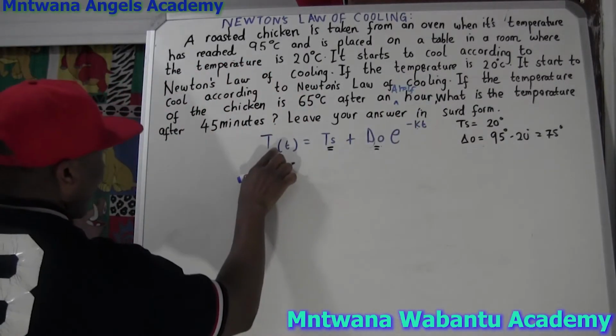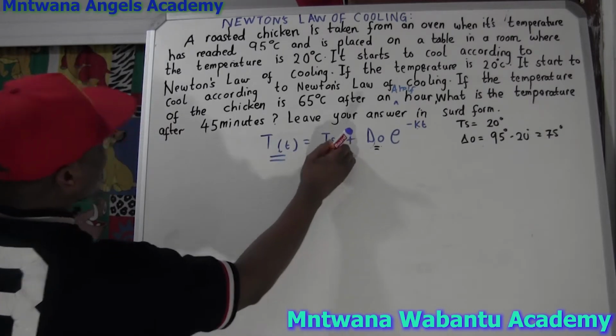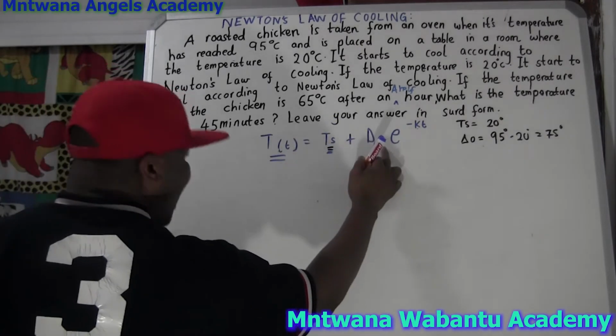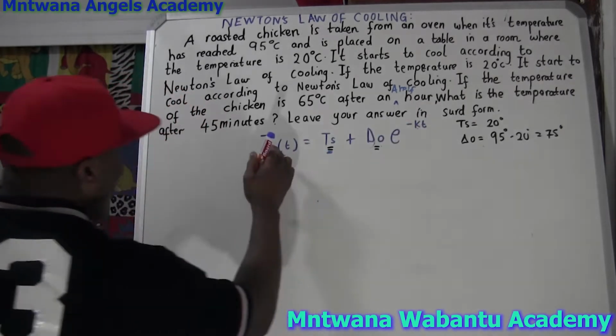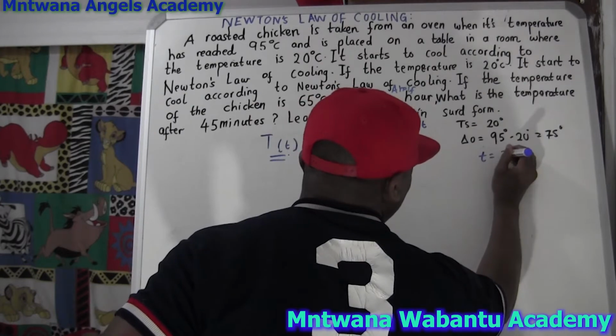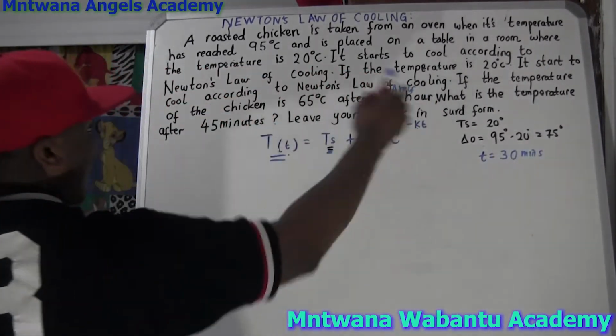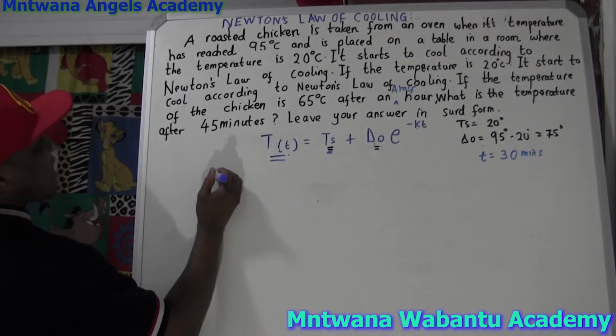So after half an hour means this is the final temperature. This is the room temperature, and this is the change in temperature. This is how long. So after half an hour means our t equals half an hour, so our t equals 30 minutes, because time is in minutes.